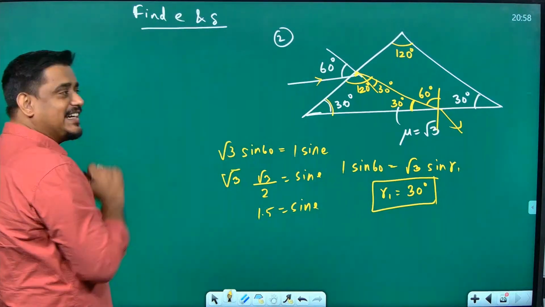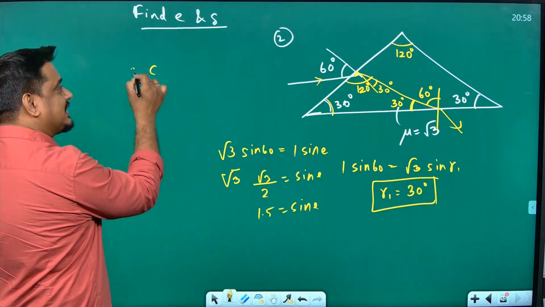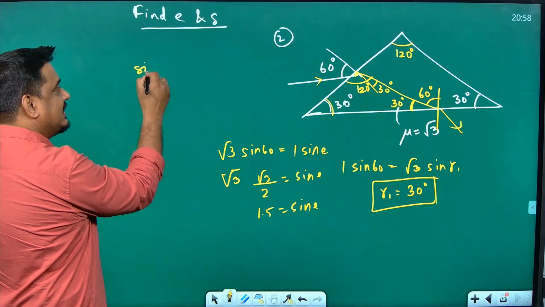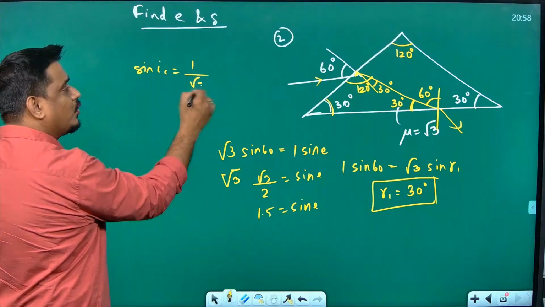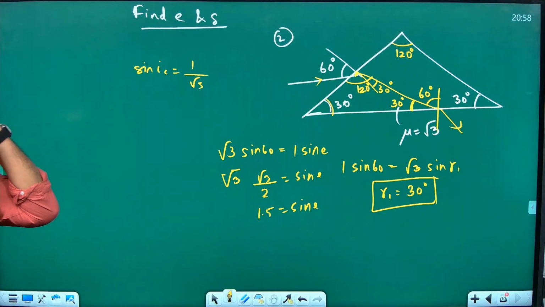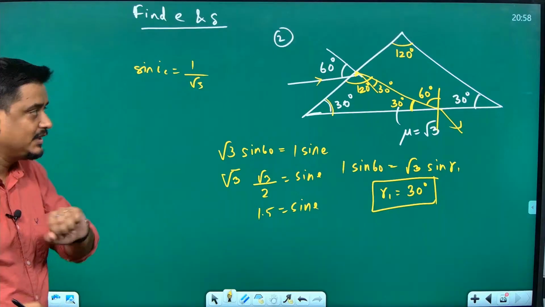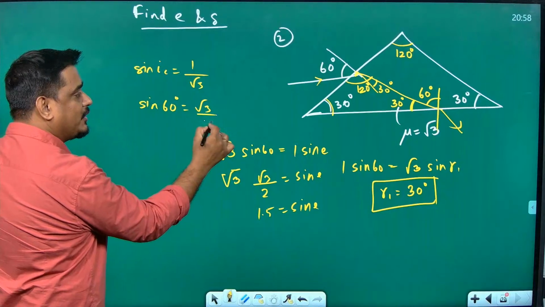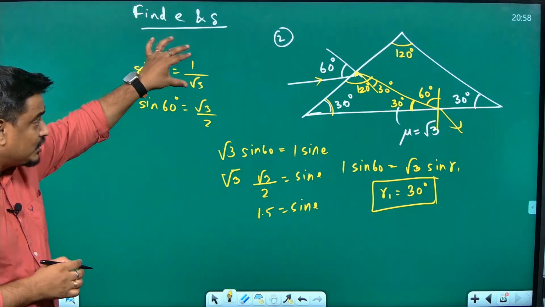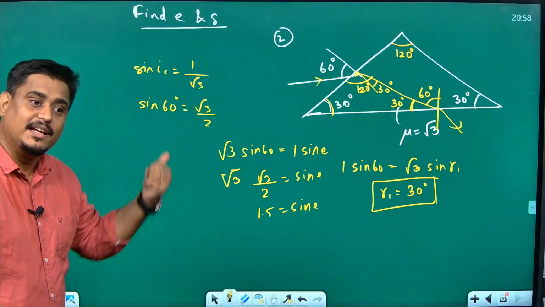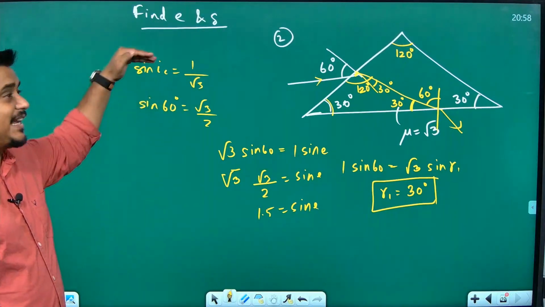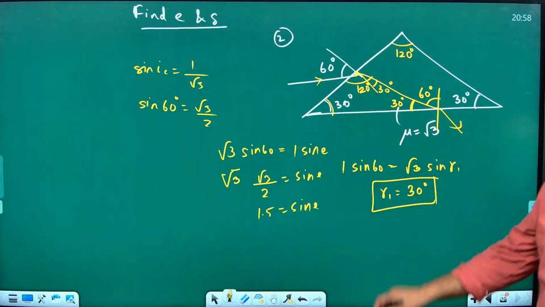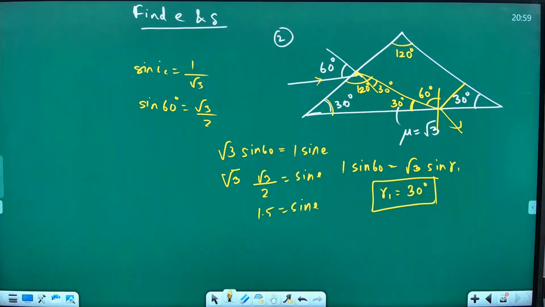For that you must find the critical angle. How to find the critical angle? Sine of the critical angle, sine IC, is equal to 1 by mu, 1 by root 3. Now you don't have a sine table here to find the sine inverse of 1 by root 3, but you have the sine of 60 degrees value. How much is that? Root 3 by 2. You can compare both 1 by root 3 and root 3 by 2. Which is bigger? Sine 60 is bigger. It means 60 is bigger than IC. It means the angle of incidence is more than the critical angle. It means it will undergo TIR.